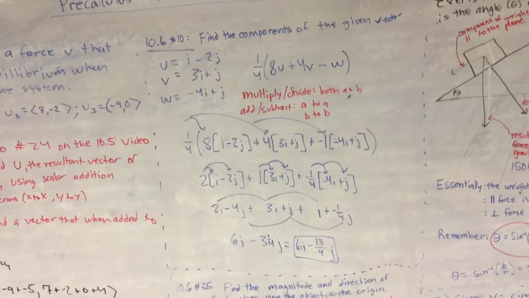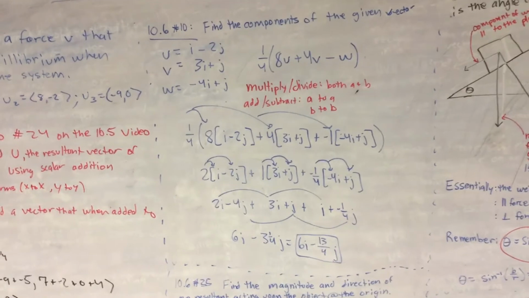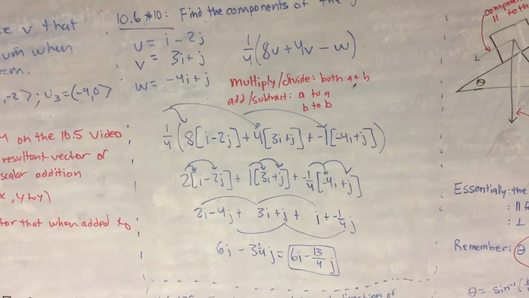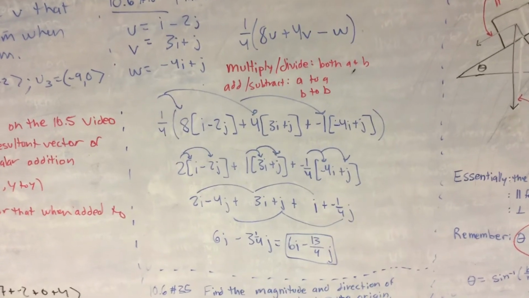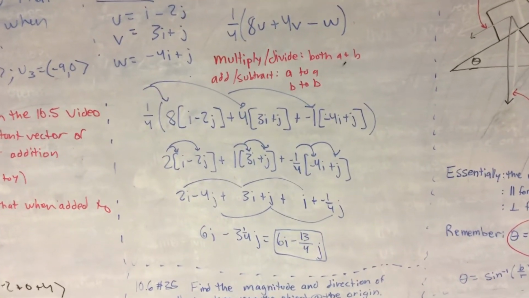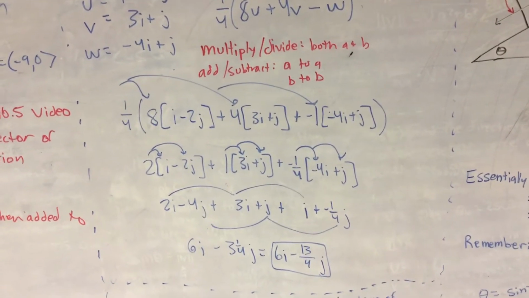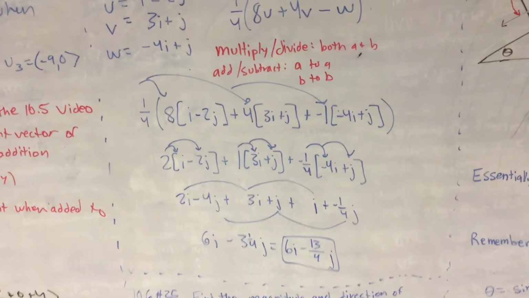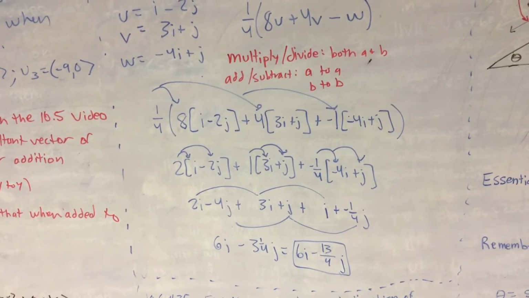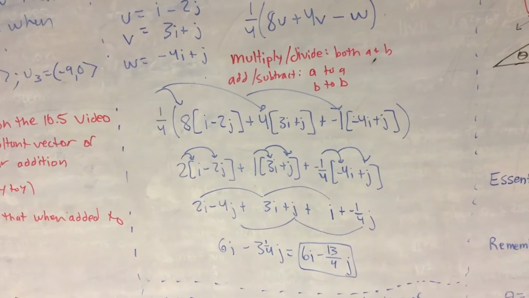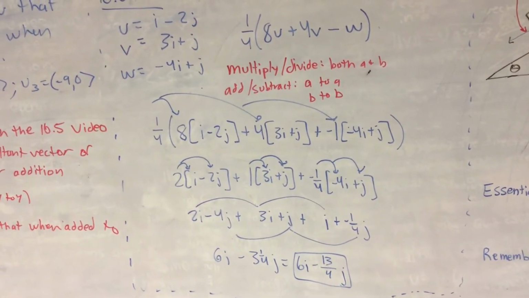That simple. So the first thing that I did was I took 1/4 and I multiplied it by the whole thing. So 1/4 times the 8, times the 4, times the negative 1. The next thing that you'll do is do another distributive property for each of the vectors: 2 to the first vector, 1 to the second vector, negative 1/4 to the third vector. You'll finally be left with a bunch of i's and j's. You add all your i's, add all your j's, and you get your answer. Let me know if you want me to go over this in more detail.